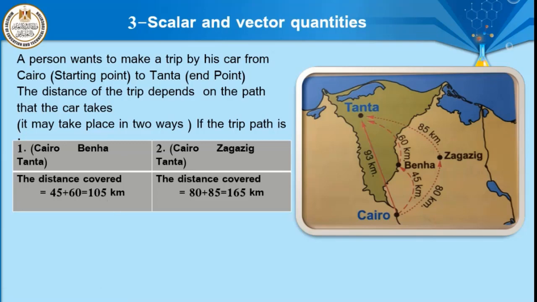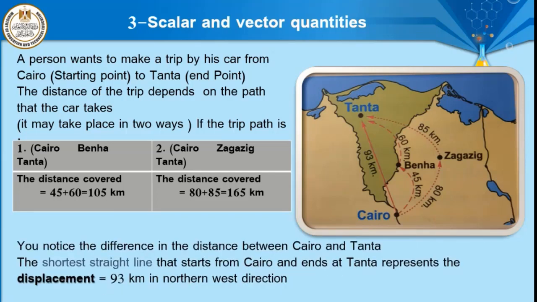Both of them are distance, but where is the displacement? You notice the difference in the distance between Cairo and Tanta. The shortest straight line that starts from Cairo and ends at Tanta represents the displacement. So the straight line covered by the car from the starting point to the ending point is called, yes, displacement, which equals 93 kilometers in the north northwest direction.